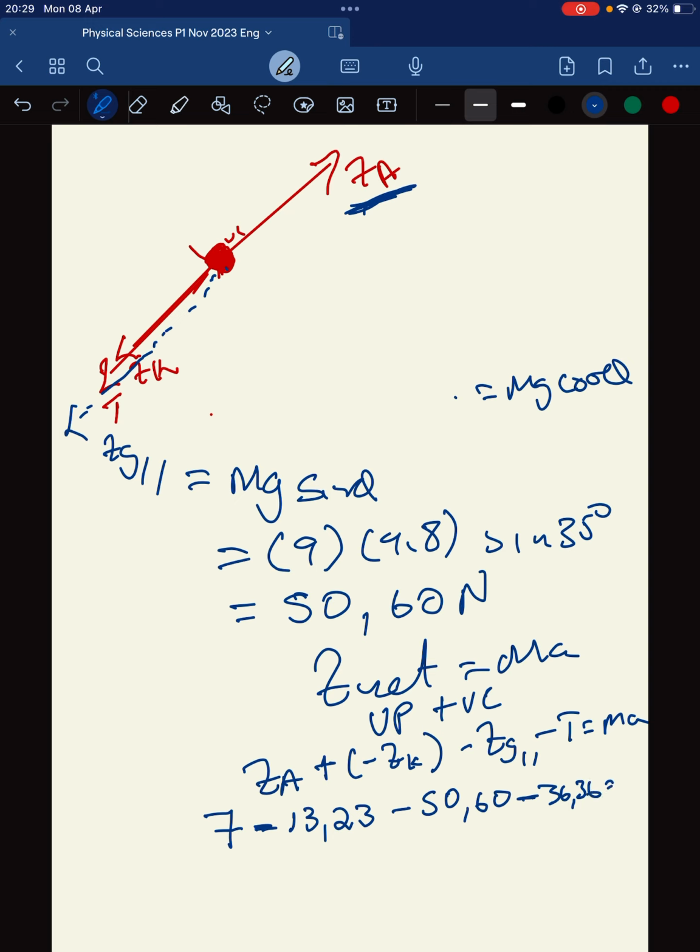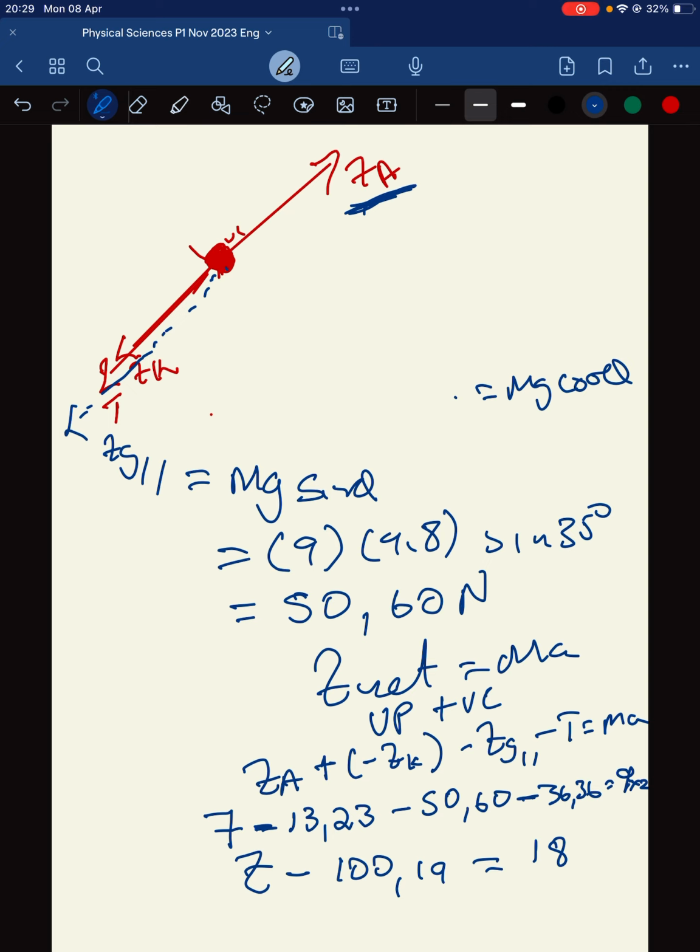This is equal to 9 multiplied by 2. Okay, 9, which is the mass, and 2, which is the acceleration. So let's put these things together. Negative 13,23 minus 50,60 minus 36,36. This gives us F minus 100,19 is equal to 18.